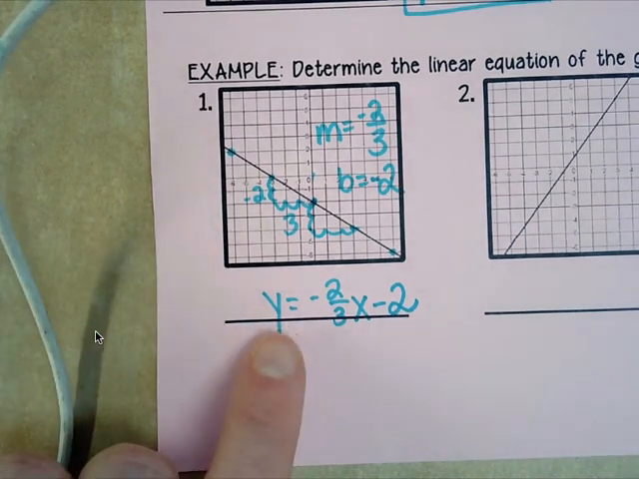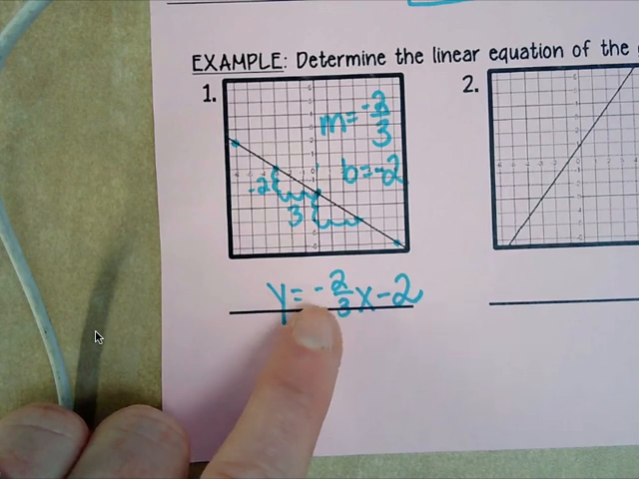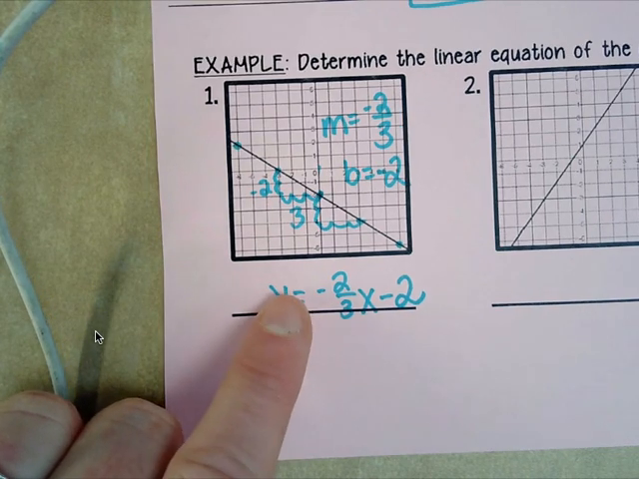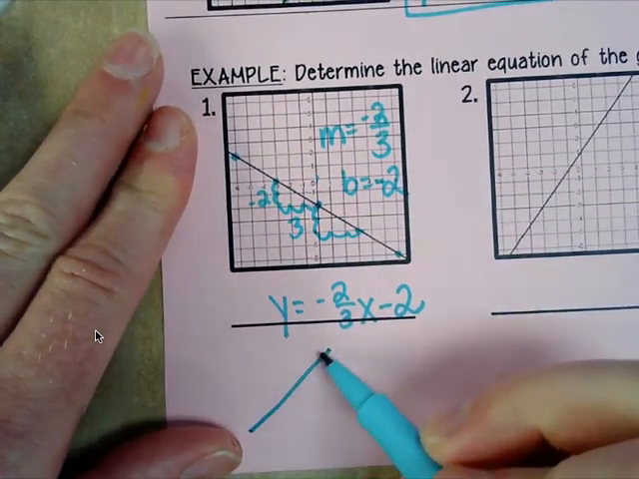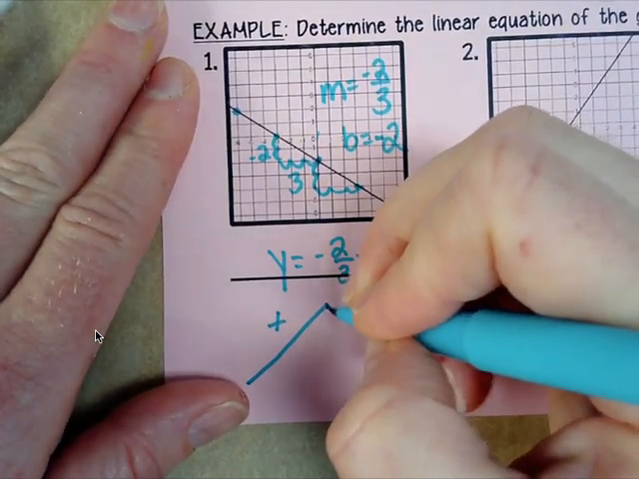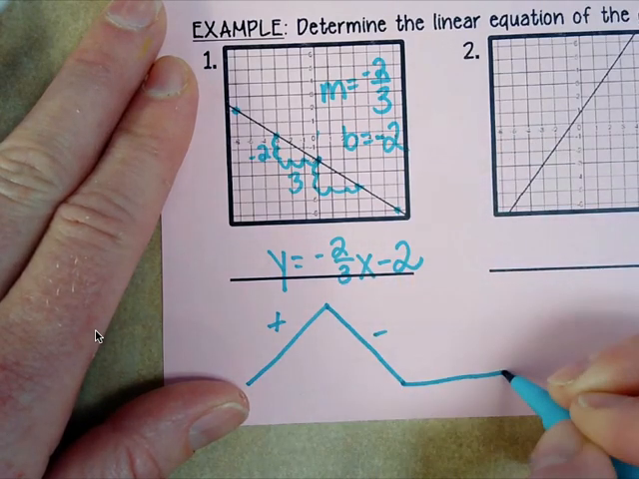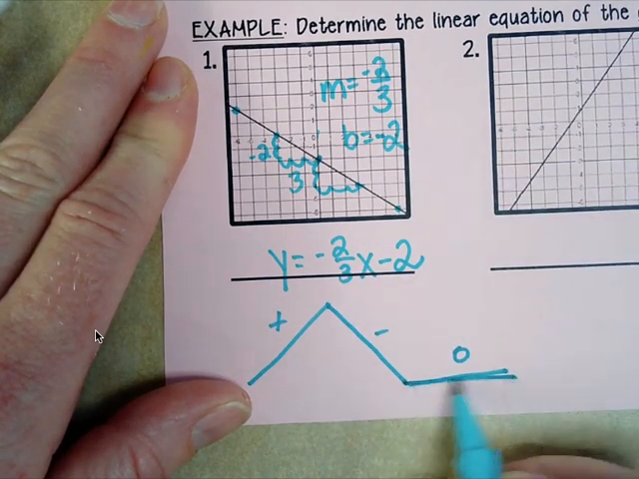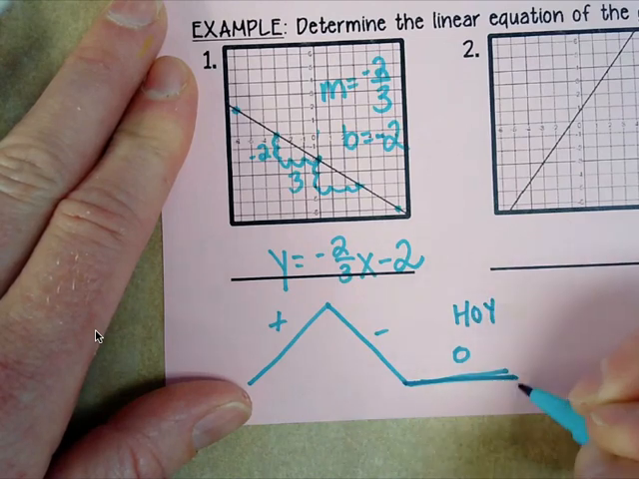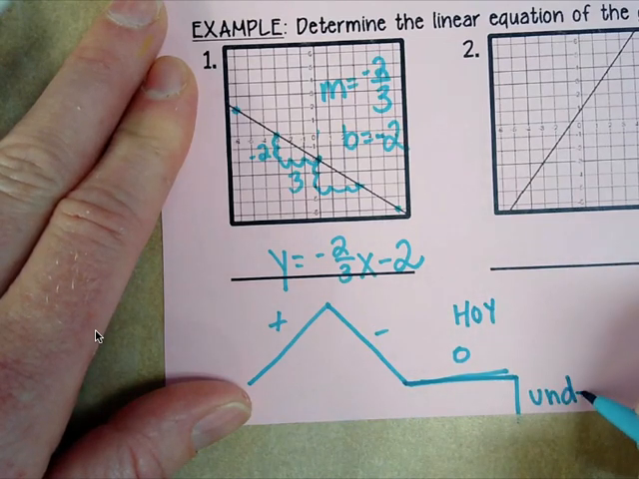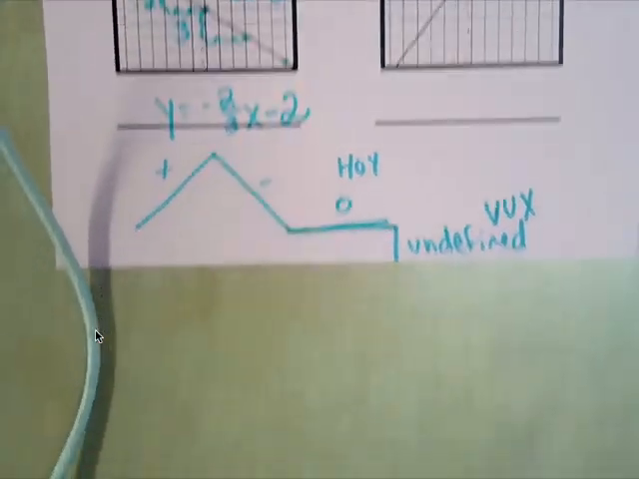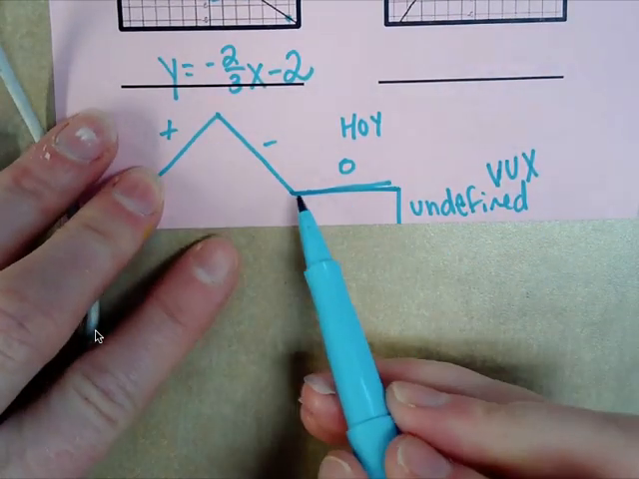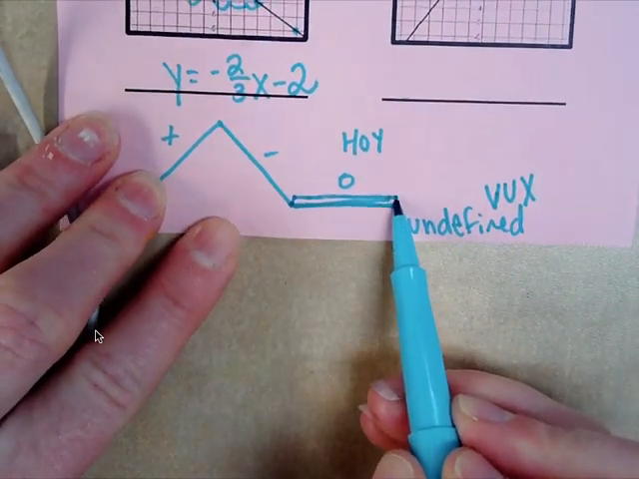So as I was walking around, I saw a lot of people without that negative. Just remember, if you're going down and right, it's a negative slope. Think about slope, dude. Puff, puff, positive. Write this down. Nice, nice, negative. 0, fun. That's a horizontal line, by the way. That's hoy. And undefined, that's vux. There it is. Make sure you have this so you can remember.